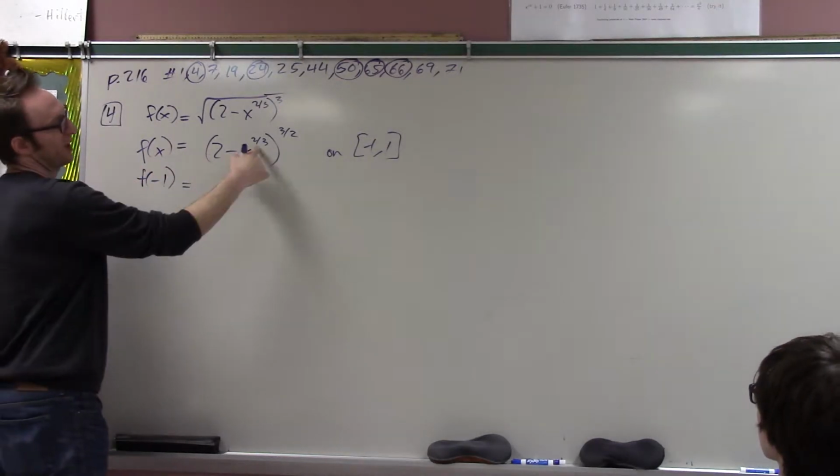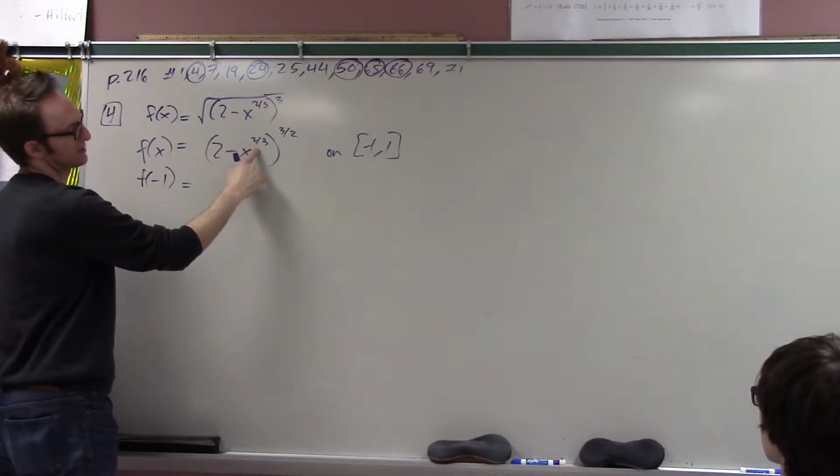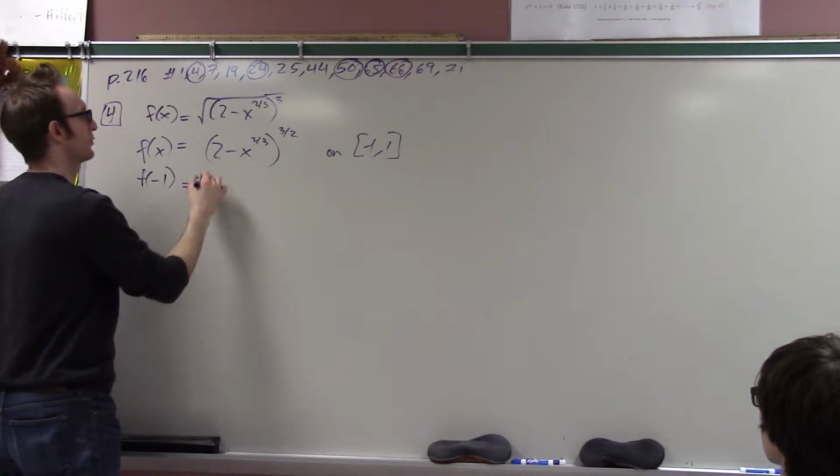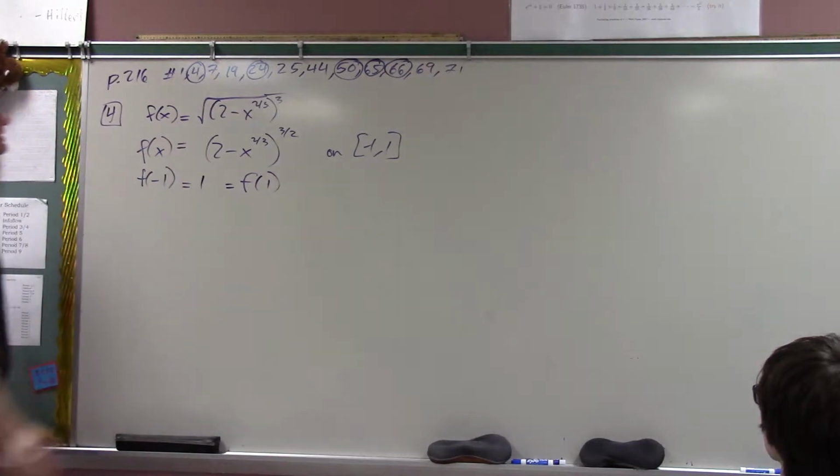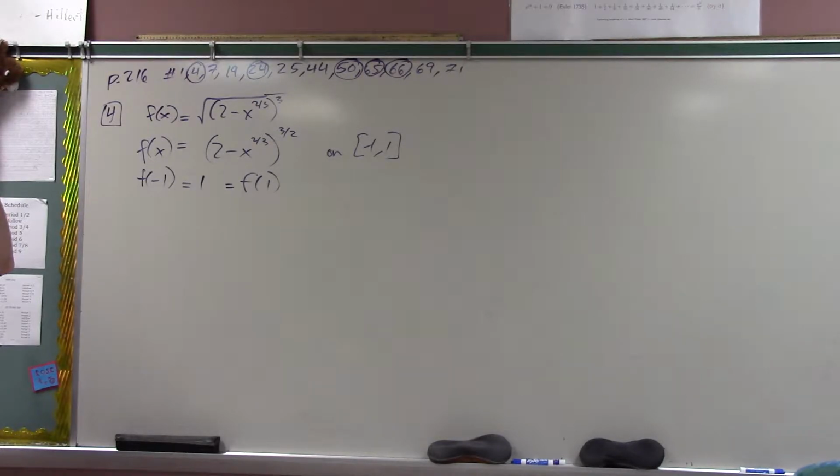What is f(-1)? Well, (-1)^(2/3) is just 1, so this is 2 minus 1, which is 1. As is f(1), because this is pretty clearly an even function. But Rolle's theorem does not apply basically because it's not differentiable at 0.